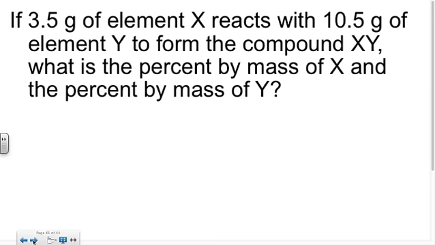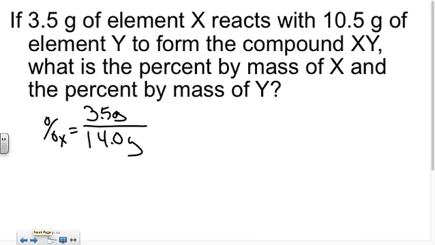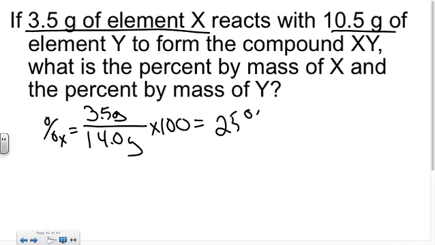Okay, so first we're going to do the percent of X by mass, and the mass of the element X is 3.5 grams. The mass of the compound, make sure you check this, is 14.0 grams. You have to combine element X and element Y. So if you had 10.5 on the bottom, you weren't taking into account the whole compound. Multiply that by 100, and you get 25% X by mass.